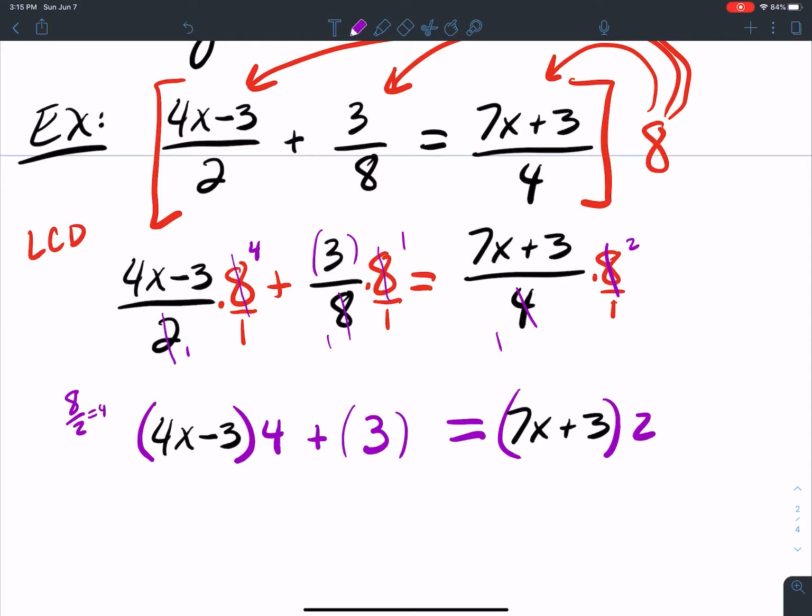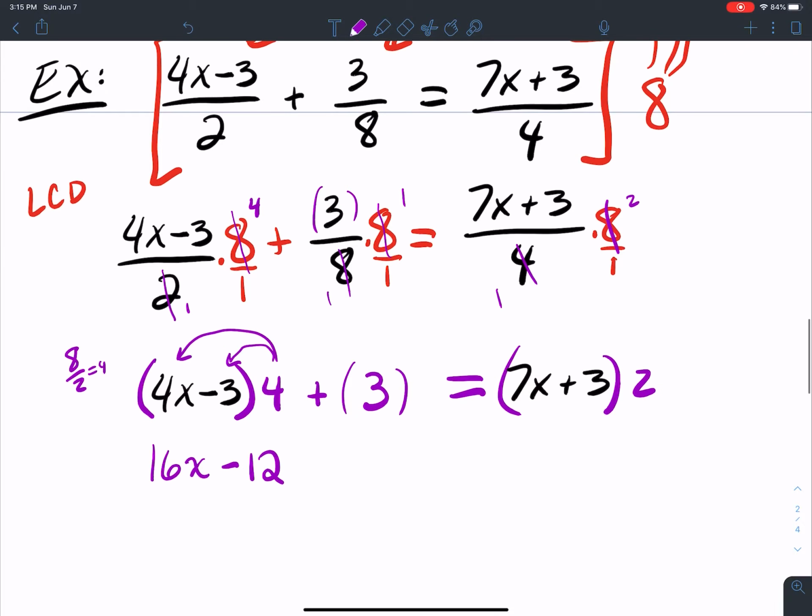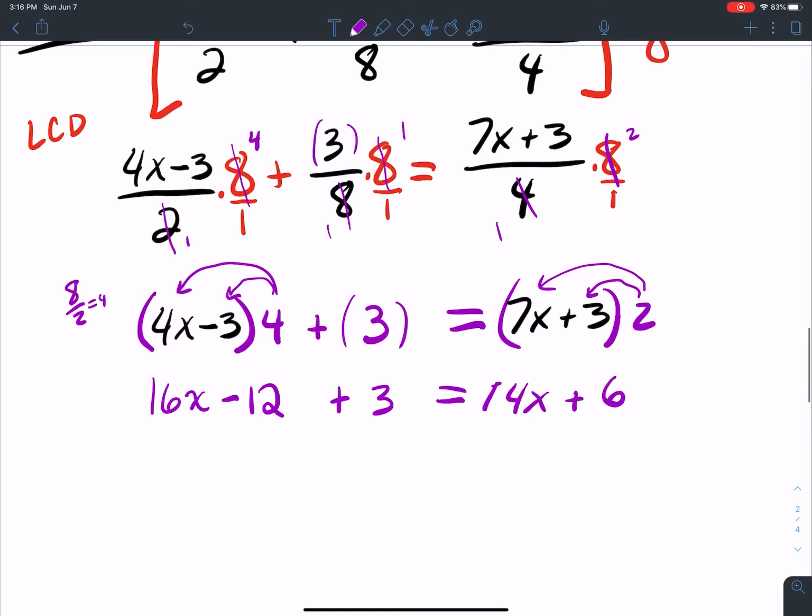So now I'm going to distribute, okay? Distribute the 4. I get 4 times 4 is 16x. 4 times negative 3 is negative 12 plus 3, okay? This is equal to, and then distribute the 2. I get 14x, and then distribute the 2 again. I get plus 6. All right.